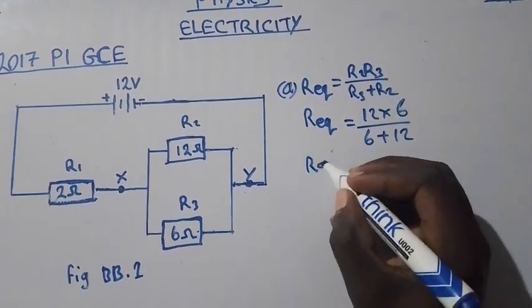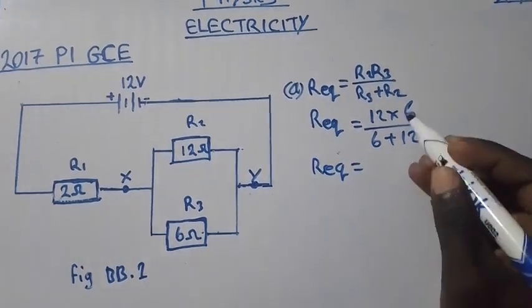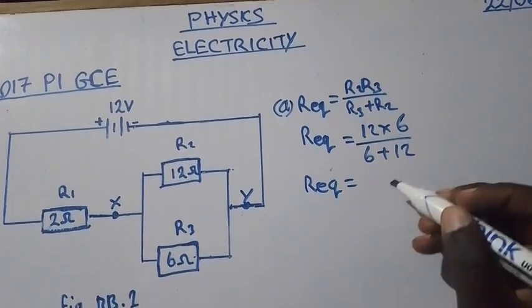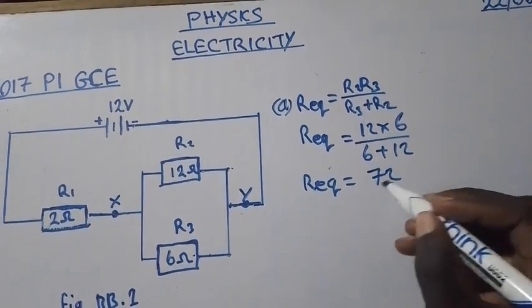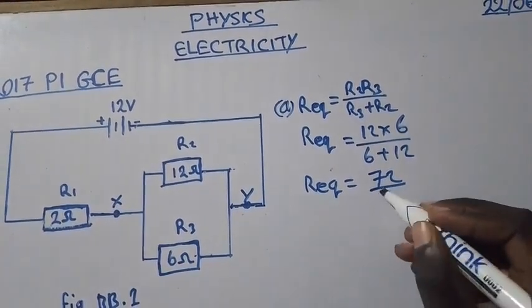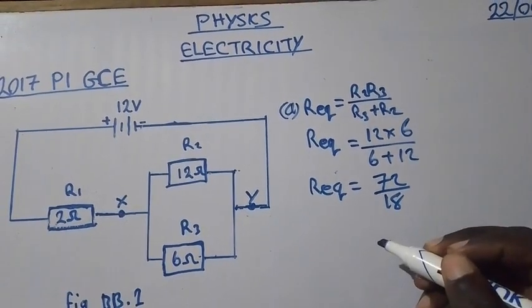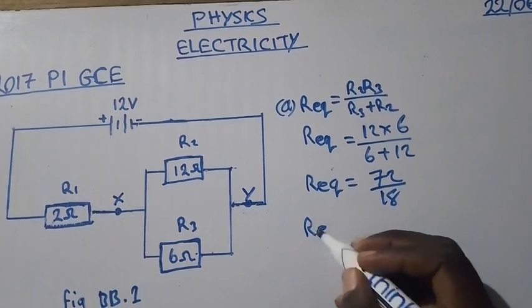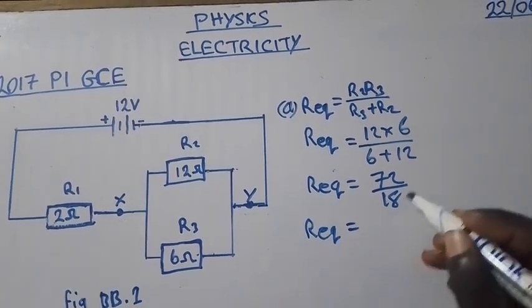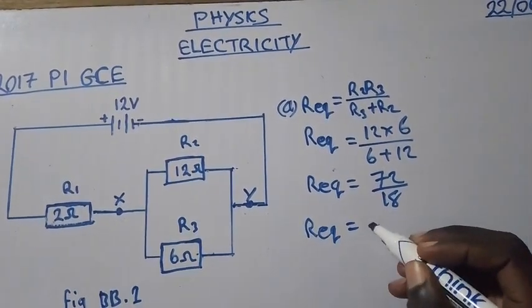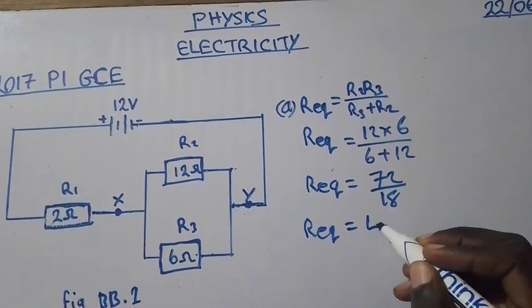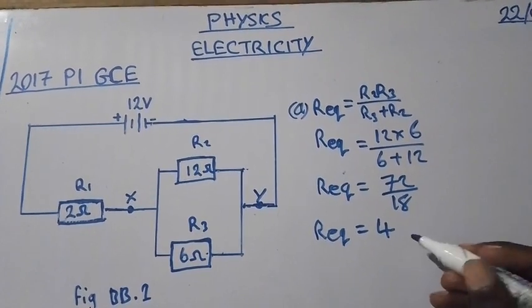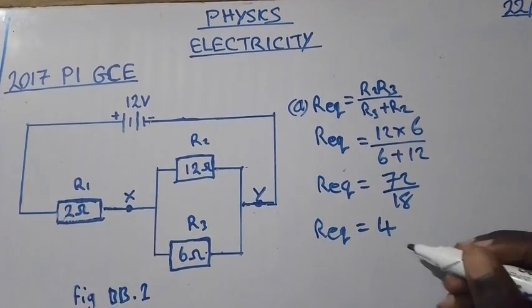So our equivalent resistor is going to be 12 times 6, which is equal to 72 over 18. So if we divide 18 into 72, we are getting 4. We are getting 4 as our equivalent resistor.